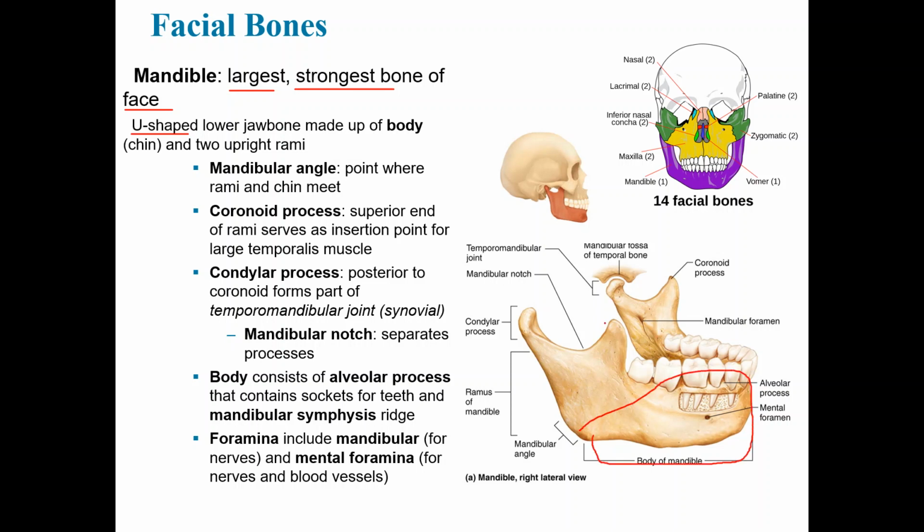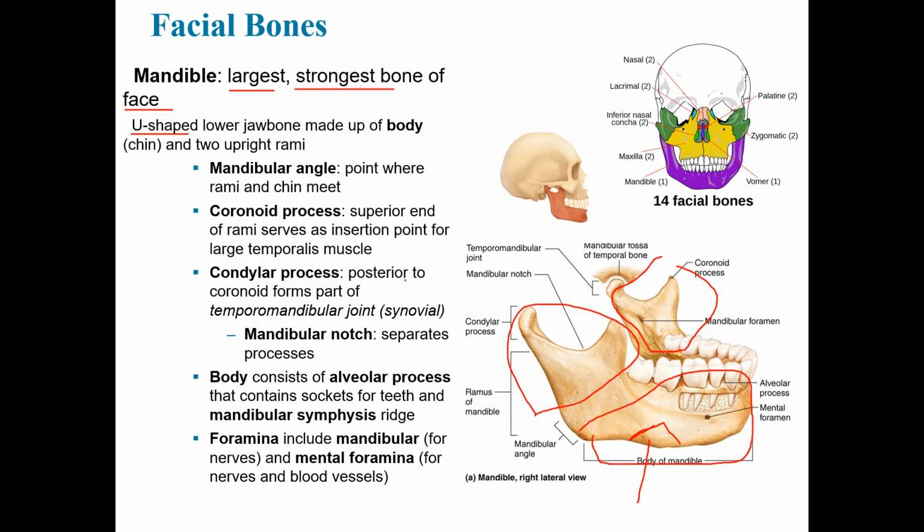The ramus in Latin means branch. So these are 2 branches. So the rami are the branches and this one is the body, okay? And I don't care for you to remember the angle. This is the mandibular angle, which is in between the body and the ramus.